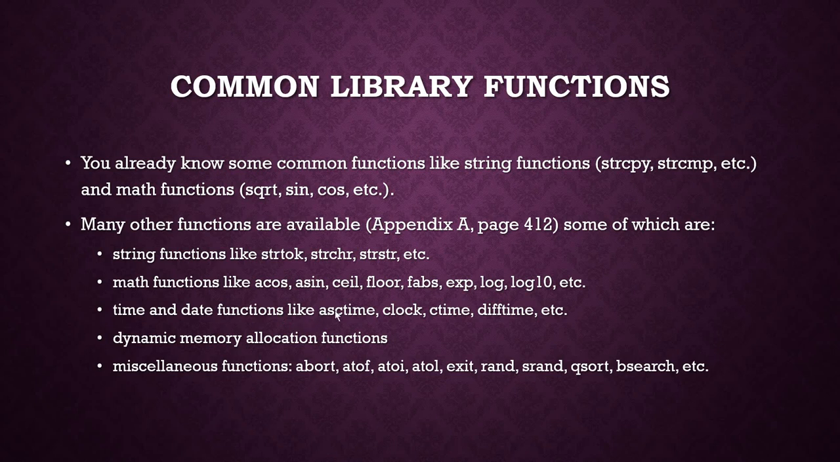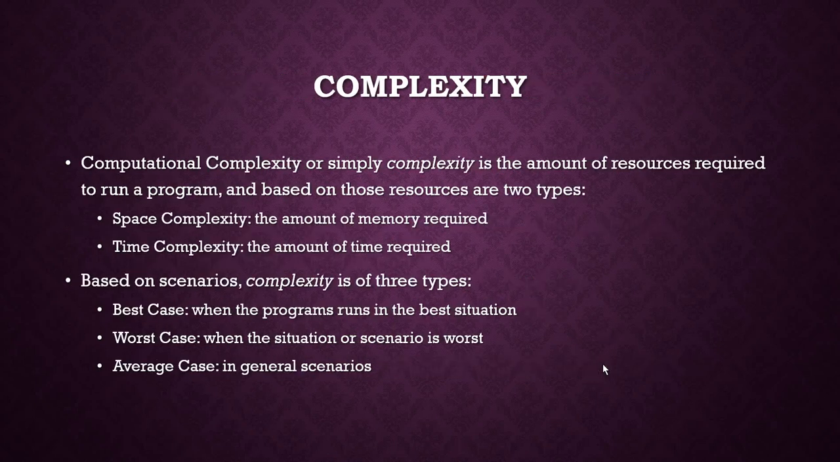Then time and date functions are asctime, which is required to find the time, then clock, then difftime, which is very important because if you find two time values, then you can find the difference in terms of seconds even. Then there are dynamic memory allocation functions, which we have already seen. Then there are some other functions like abort, then atof, atoi, atol, then exit function, then rand function, srand we have seen that, then qsort, which is a sort function, and bsearch for binary search, etc. Okay.